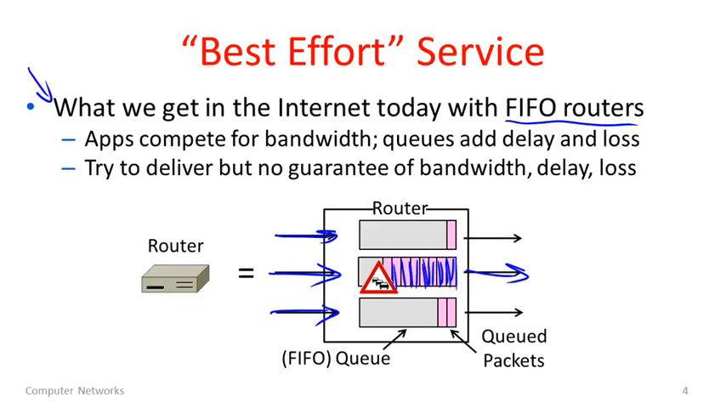This leads to congestion, and the packets that go out this queue are delayed because of the excess queuing, and if the queue overflows, some of them are lost. So the applications here compete for bandwidth, and the queuing can add delay and loss, just depending on the traffic patterns and what the apps want to send. The best effort service provided by these routers will do its best to deliver all of the packets, but there's no guarantee of the particular amount of bandwidth, delay, or loss you'll get. Often it might be fine, sometimes it might not. So that's the Internet we have today.